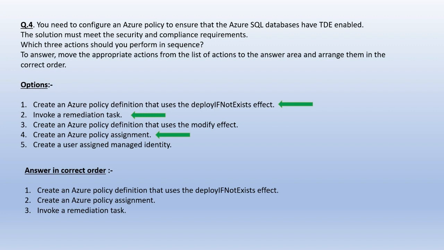So here's the answer. First, second, and fourth are the correct options, and if you put them in the correct order, then first, create an Azure policy definition that uses the deploy if not exist effect. Second, create an Azure policy assignment. You have first of all created the policies and then you have assigned them. Third, invoke the remediation task.